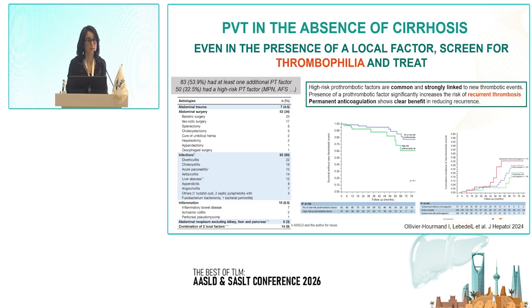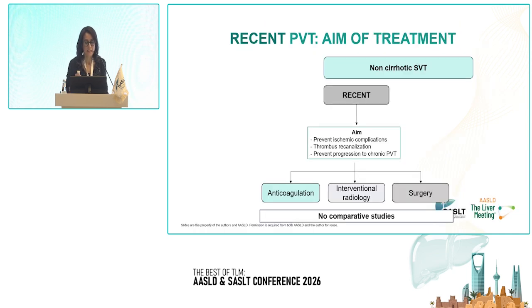Even if you have something that can be attributed to that, like diverticulitis or appendicitis, go and search for thrombophilia, because some of the patients, more than half of the patients, will also have an underlying thrombophilia, and this will impact the progression and especially the rate of rethrombosis, and not only rethrombosis in the splenic territory, but thrombosis in other venous and arterial territories.